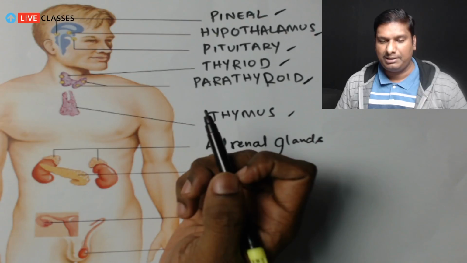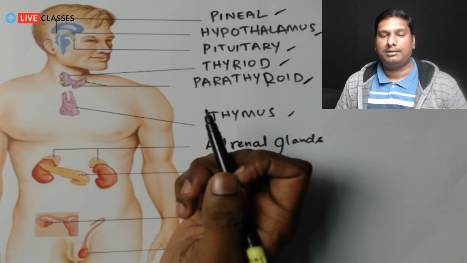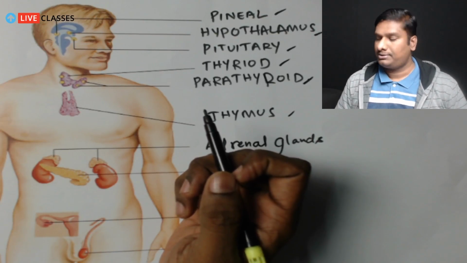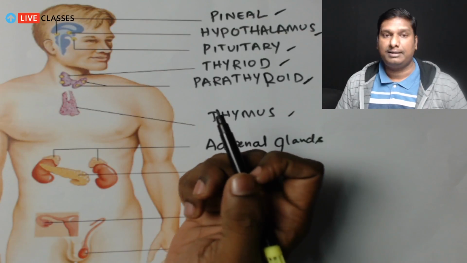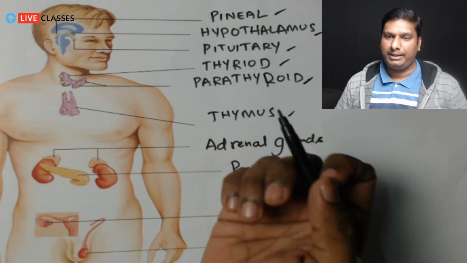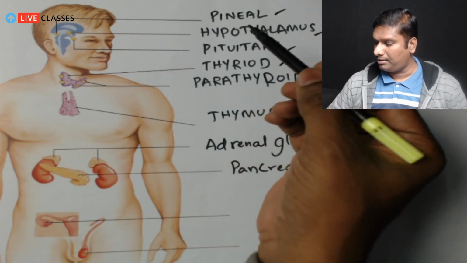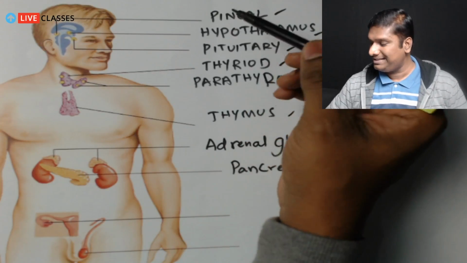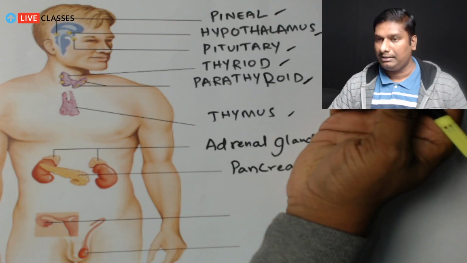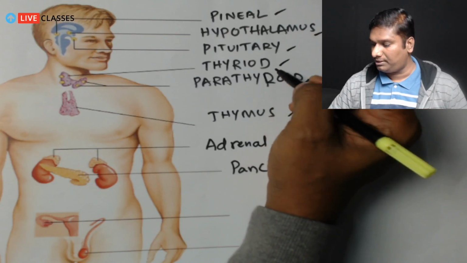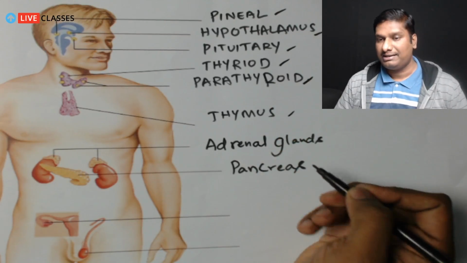For the past two sessions, we have been discussing endocrinology. In continuation, we'll discuss the last topic in endocrinology. So far, we have discussed the pineal, hypothalamus, pituitary, thyroid, parathyroid, thymus, adrenal, and pancreas.